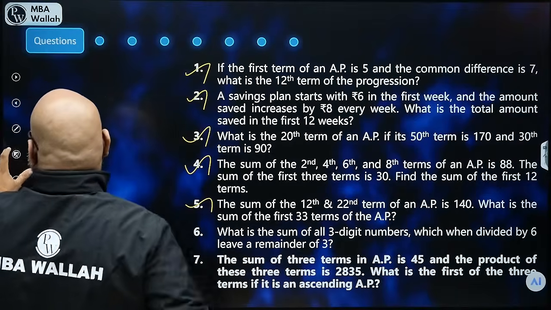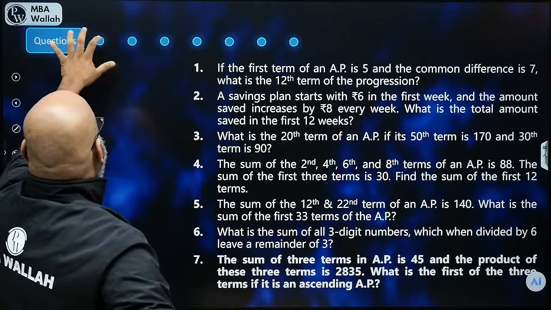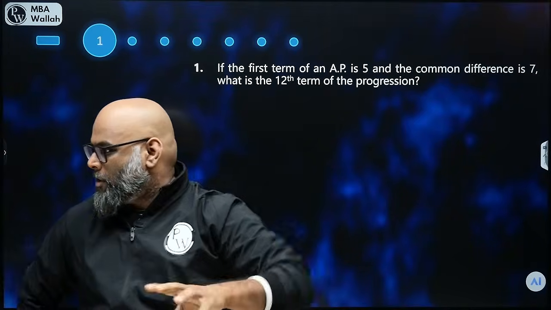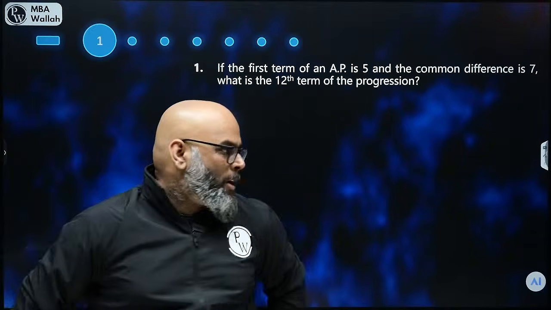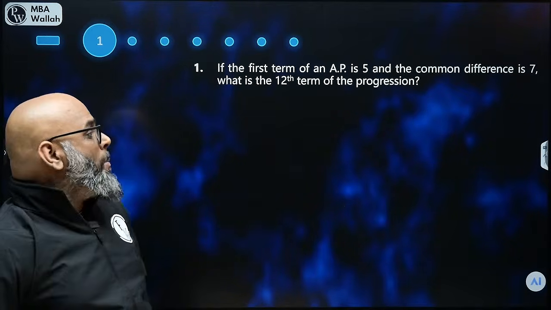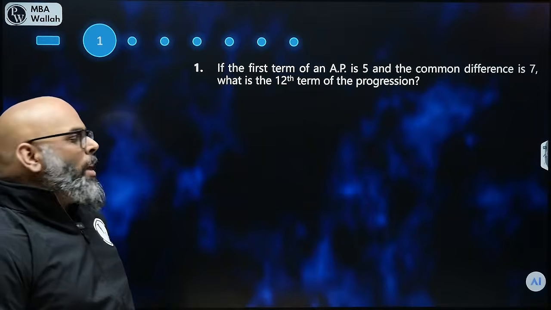We'll do the first 5 now. Poke around this and get it done. The first 5 happen to be utterly simple, nothing fancy about it. Let's have a look at it. The first term of an AP is 5. The common difference is 7. What is the 12th term of the progression?